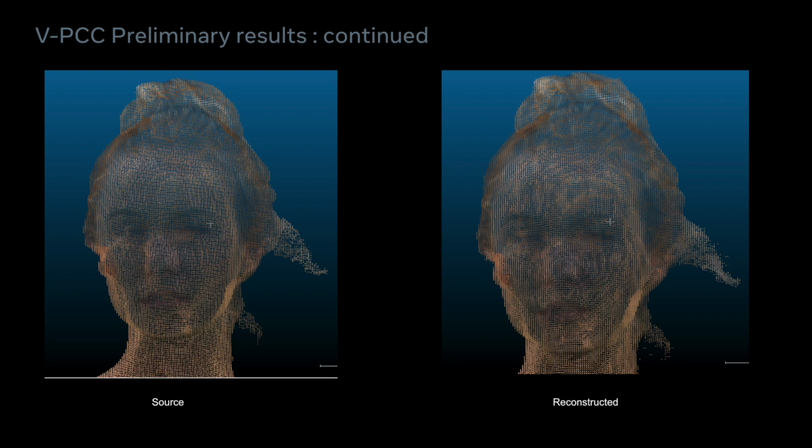Now zooming in a bit on the face, you can see more details around the face. On the left side, you see the source, and on the right side, you see that there is a loss of details around the critical areas and around the edges, which is expected as a result of any compression.